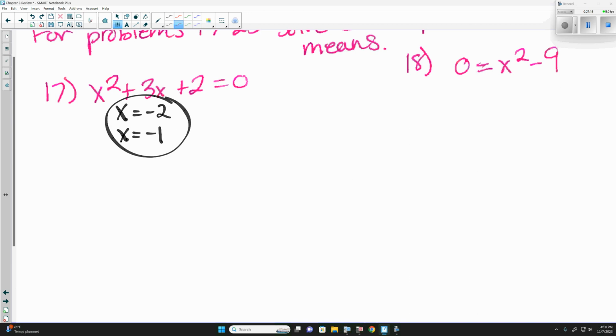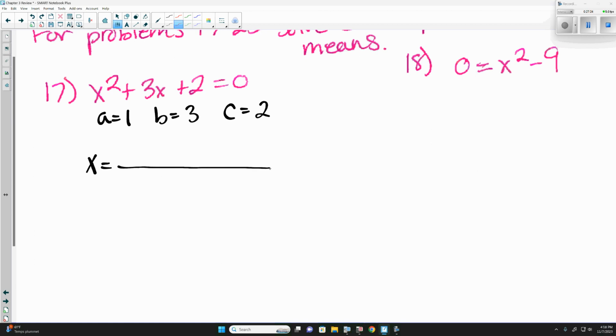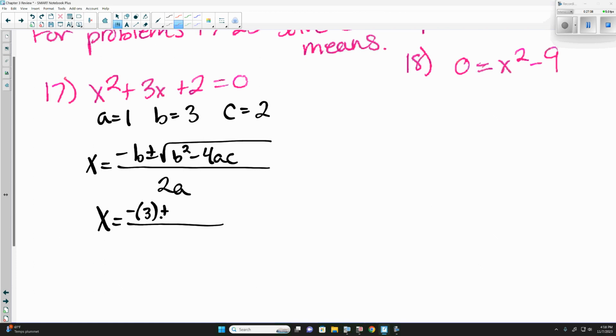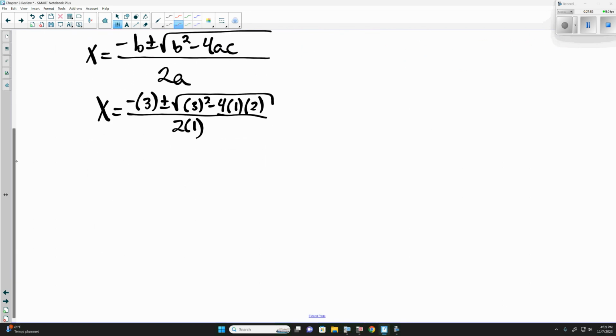Now, if we really wanted to, we could use the quadratic formula. In this case, a is 1, b is 3, c is 2. X is equal to negative b plus or minus the square root of b squared minus 4ac all over 2a. So x is equal to negative 3 plus or minus the square root of 3 squared minus 4 times a times c all over 2a. At this point, we'll have negative 3 plus or minus.